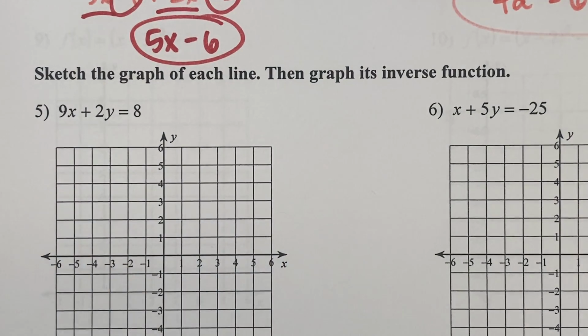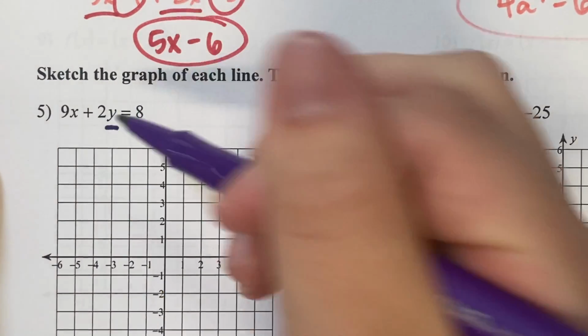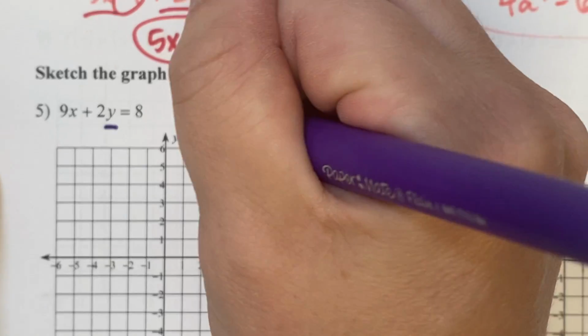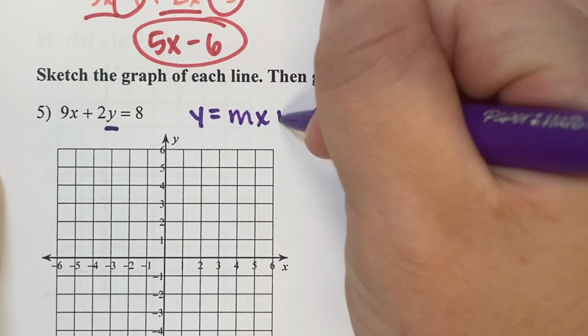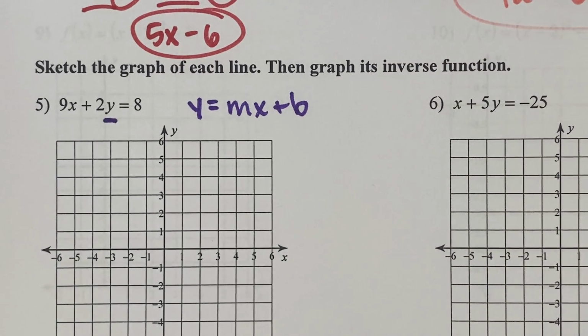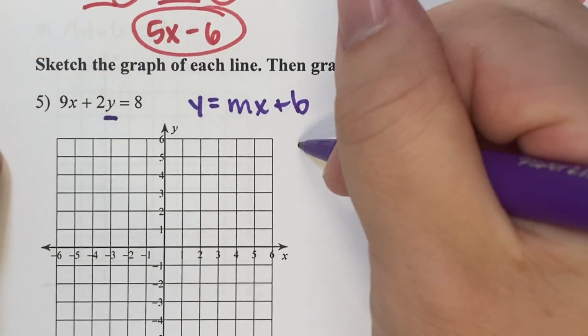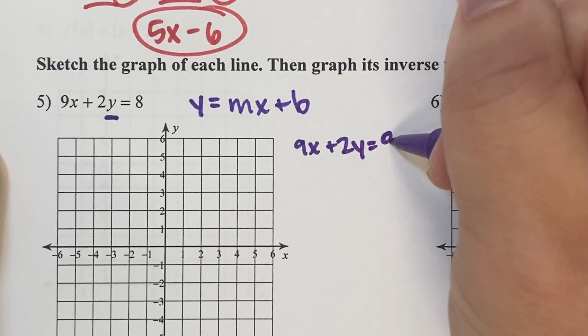No worries, right now it's in standard form. I want it to be in slope-intercept form, which means we want to solve for y. We want to get it to be y equals. Remember, y equals mx plus b is our slope-intercept form. Well, let's go ahead. I'm just going to rewrite this over here so we can start solving it. 9x plus 2y equals 8.